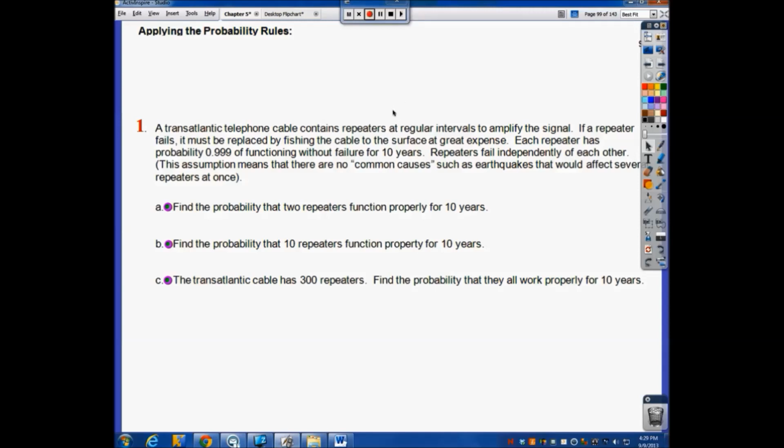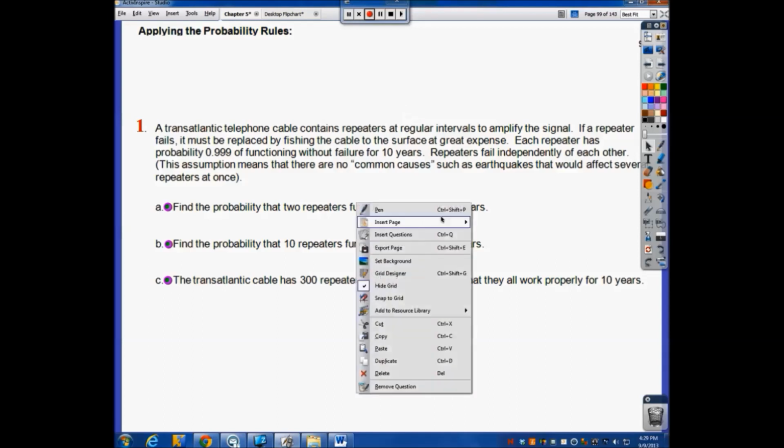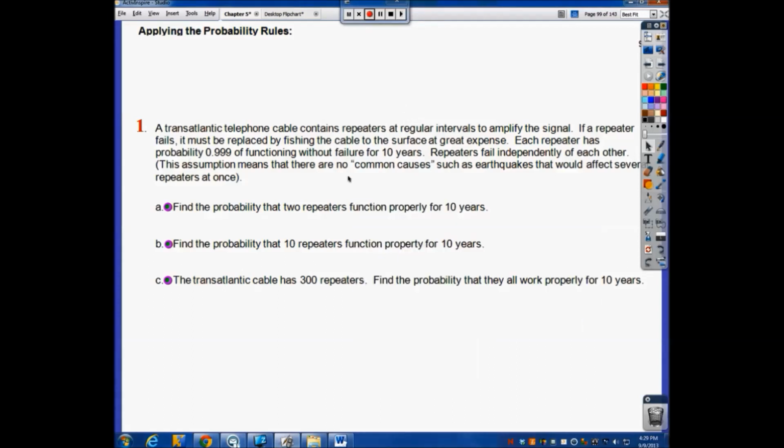Repeaters fail independently of each other, which means that if one fails, that doesn't mean that the next one down the cable from it has a greater or lesser chance of failing. This assumption means that there are no common causes such as earthquakes that would affect several repeaters at once. So part A says, find the probability that 2 repeaters function properly for 10 years.